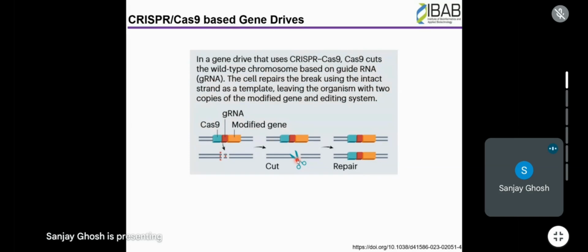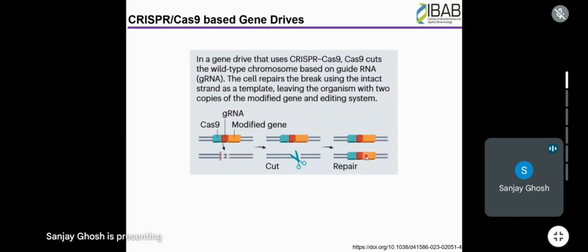And if it cuts and there is no donor template, this chromosome will use the sister chromatid as a donor and it will copy itself, right? So the repair will take the sister chromatid as a template to repair itself. So now what is happening is that when the cell divides, immediately it will have a biallelic situation.